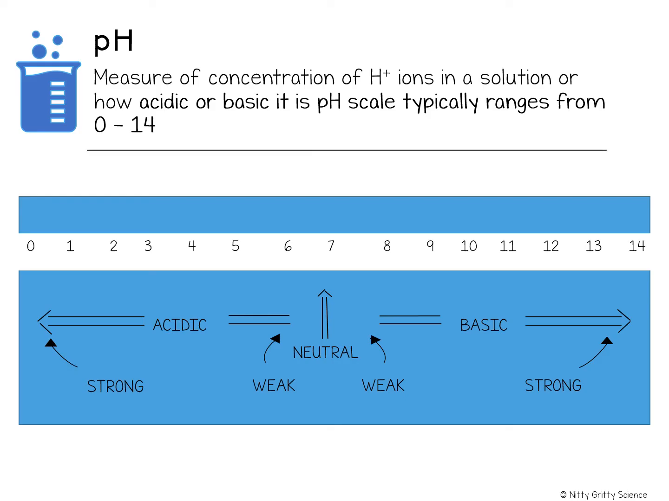When we need to measure the concentration of something, we sometimes use what is called the pH scale. And the pH of a solution is the measure of the concentration of H+ or hydronium ions in it. The greater the H+ concentration, the lower the pH is, and the more acidic the solution is. The pH will measure how acidic or basic a solution is.